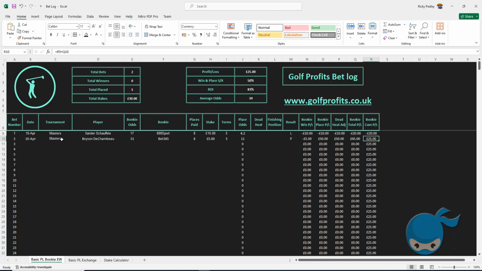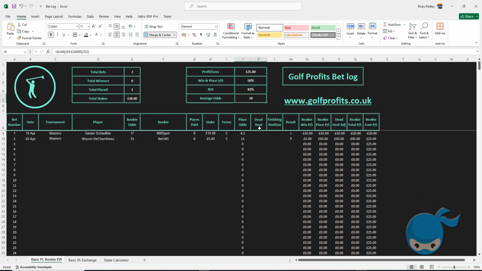Taking a look at the top, we can see we've logged 2 bets so far. We've had no winners, we've had a loser and a place. So we had one placed selection there. We placed £30 total in stakes, so £10 each way is £20, £5 each way is £10, so the total there is £30. Profit and loss so far matches up with the cumulative profit and loss here of £25. The win and place strike rate is 50% because we've had one lose, one finish in the place. A return on investment of 83%, so £30 total cost for a £25 profit, and the average odds of 34 on the bets that we've placed so far.